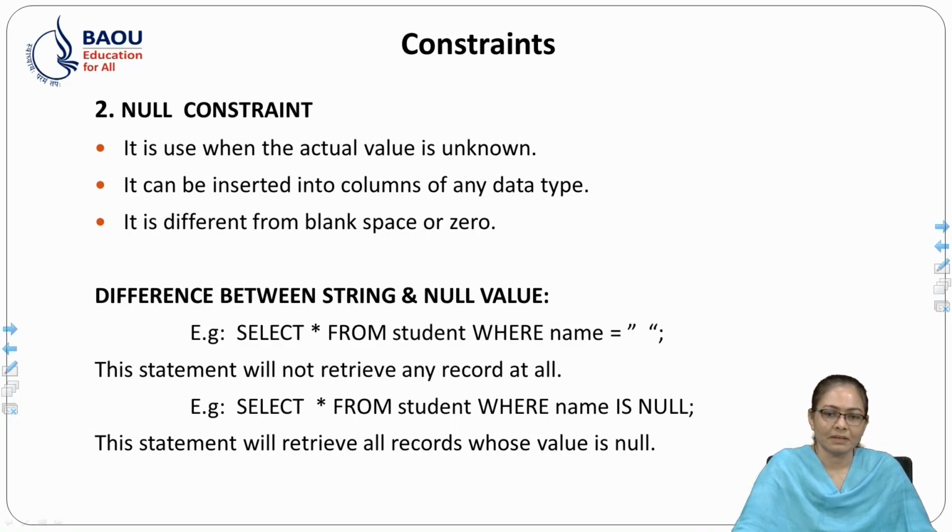See, when we put a null value, for example, select star from student where name is null. See, the null value is fetched like this, is null. This statement retrieves all the records whose values are null.